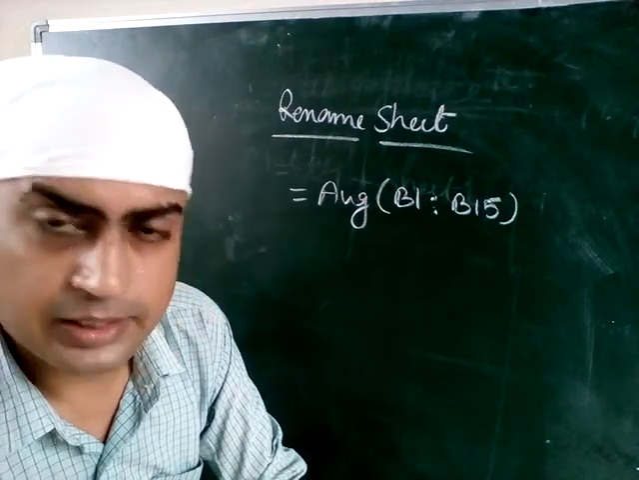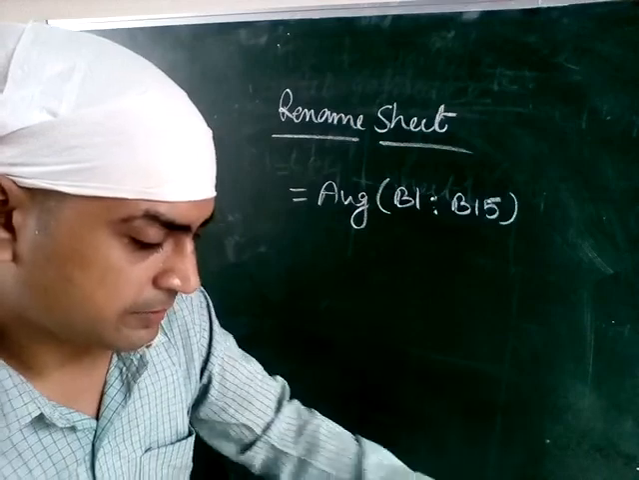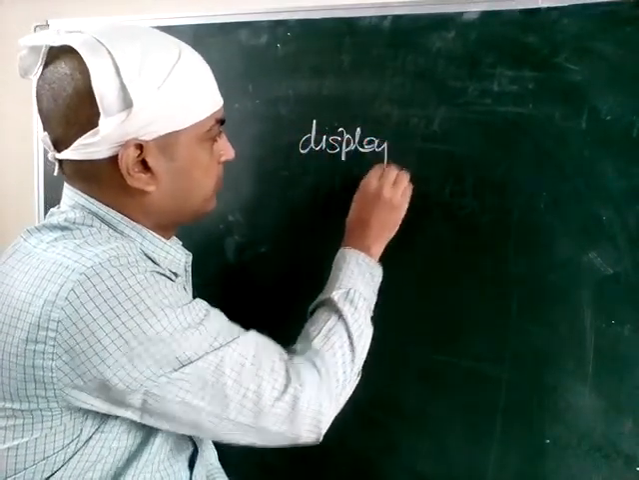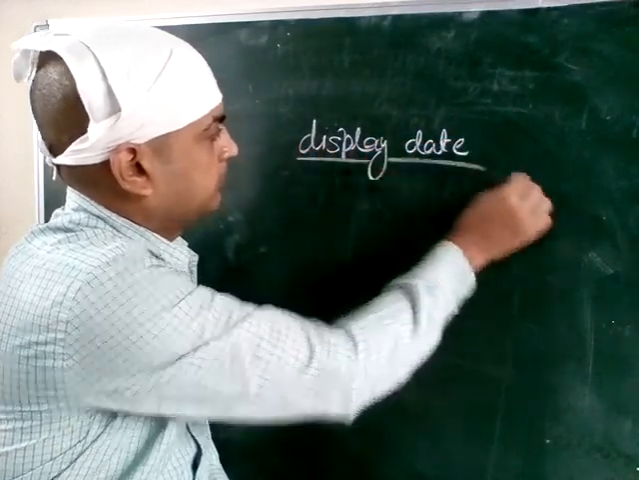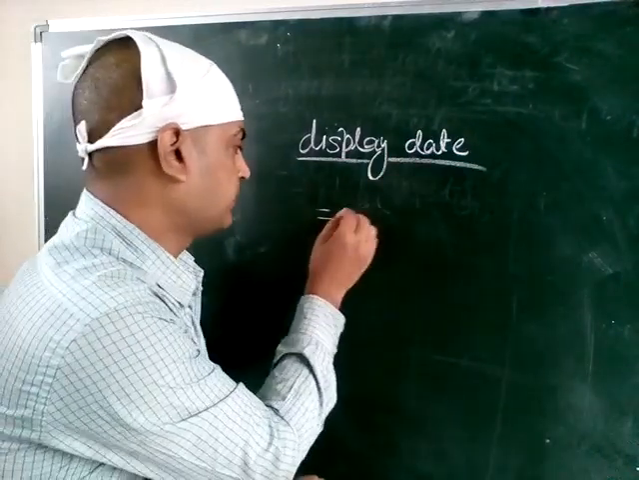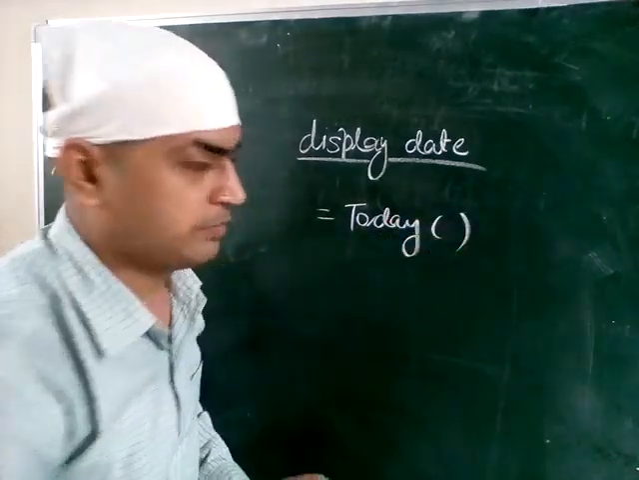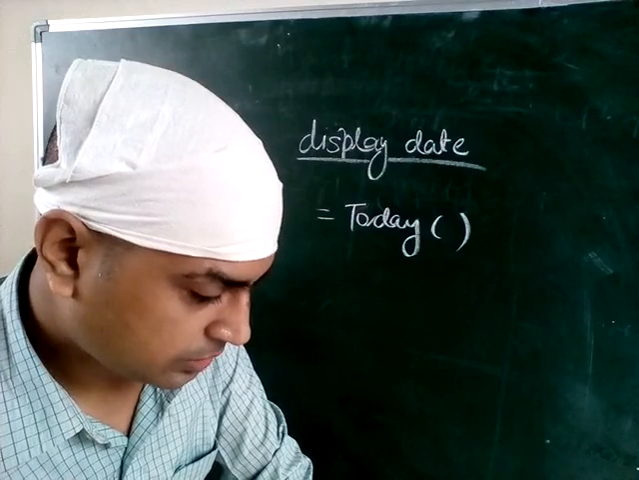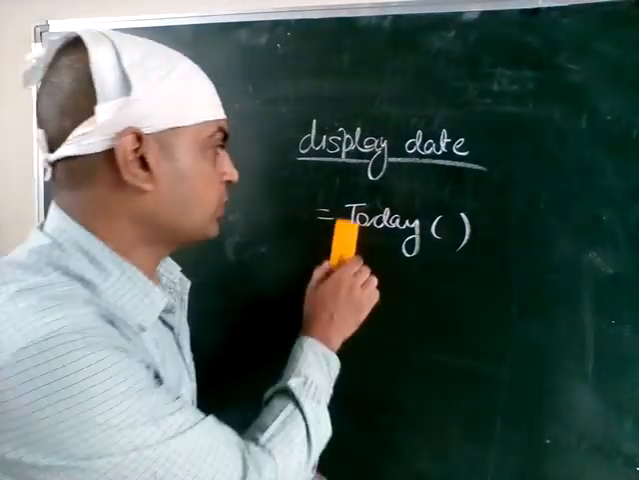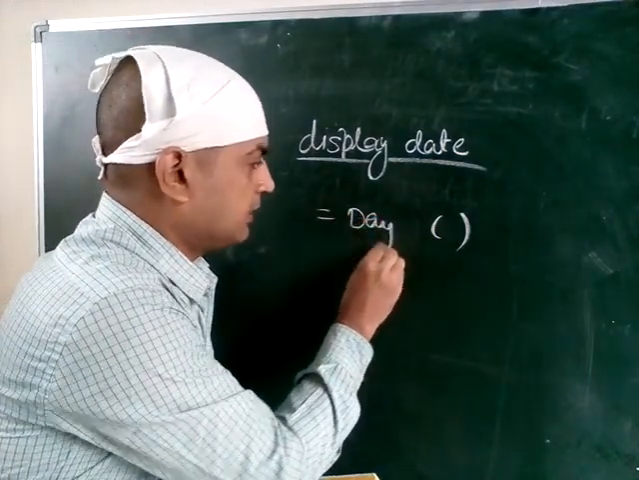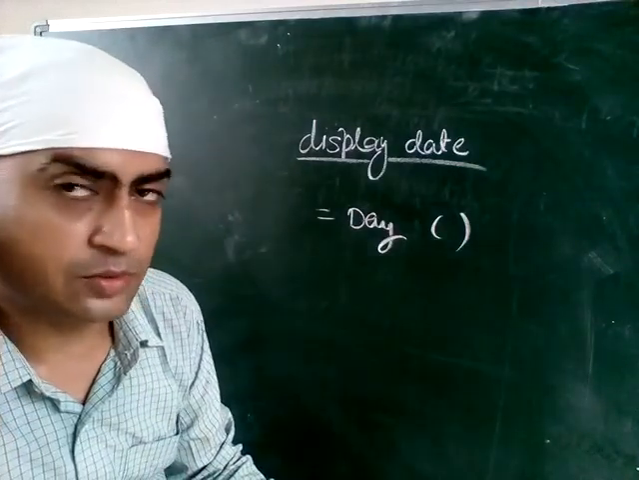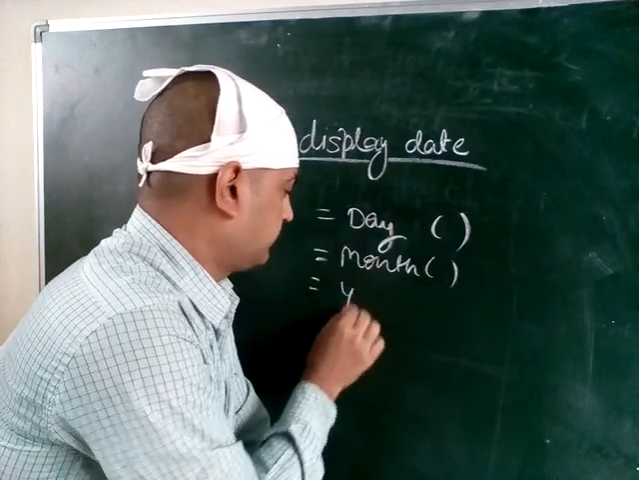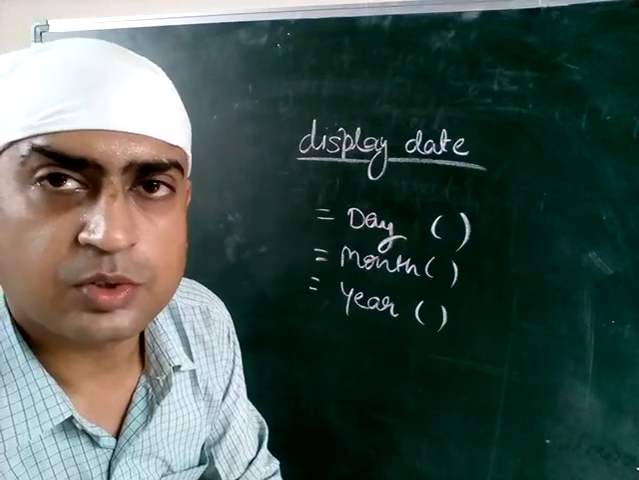Now you can get today's date and time also in MS Excel. Like if you want to display the date, you will write the function, and after typing this, press the enter key, then your current date will be displayed to you. Similarly, if you want the day, month or year, you will write day. This will display the day: today, what is the day? Like this, month or year you can also write.